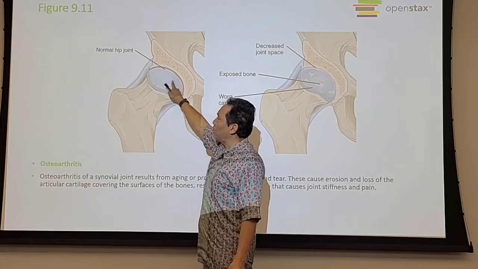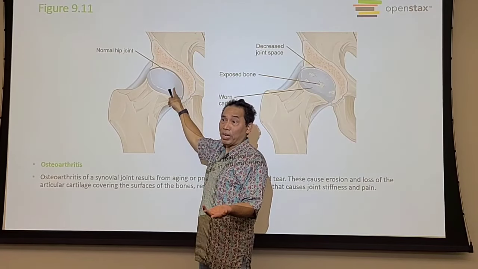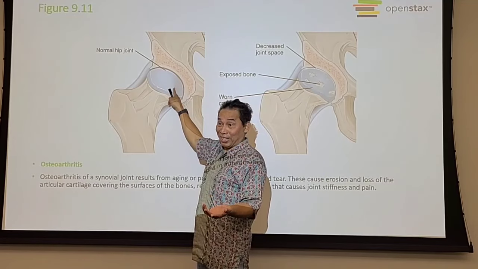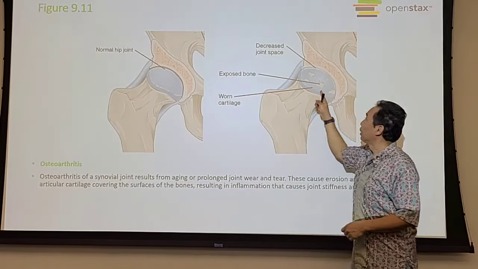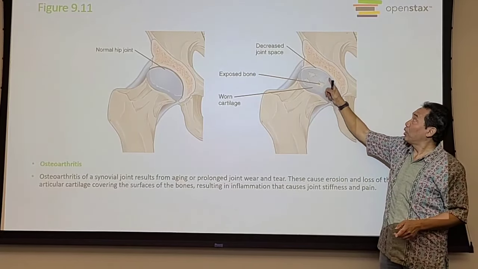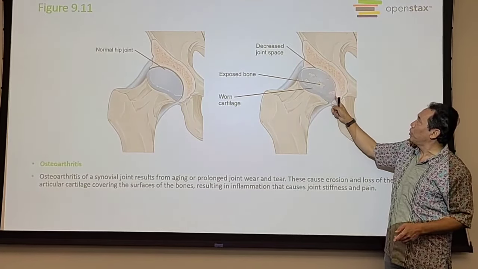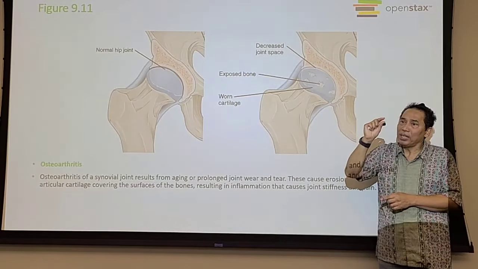Again, this is the normal hip, it's really shiny. Because they are healthy, they have food from where? Synovial fluid, right? Synovial fluid gives them food, so they are healthy. Now what happened here? They don't get enough food, it's broken down. And because the synovial fluid is not producing, what happens? That area over here becomes very, very short.